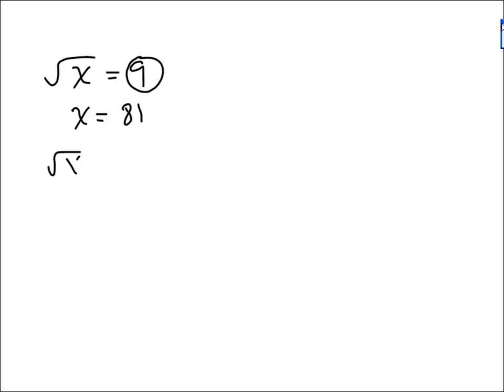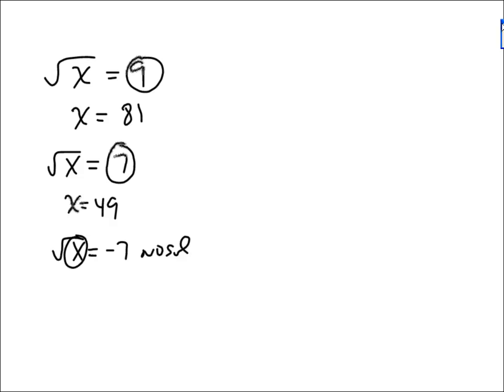If I tell you the square root of x is 7, well, the square root of 49 is 7. The x must be 49. As long as this number is positive, squaring, that's what x will be. Remember, if the square root of x was negative 7, there'd be no solution. No matter what number you put under there, when you take the square root of it, you will never, ever get a negative number.